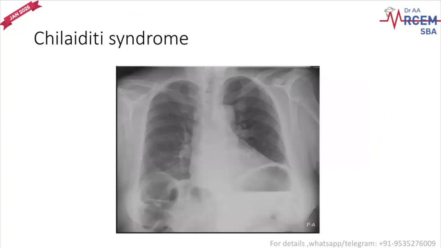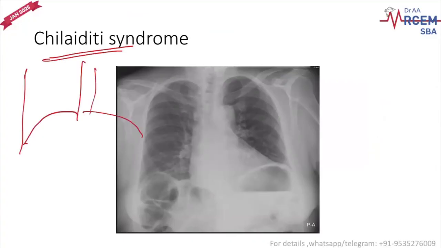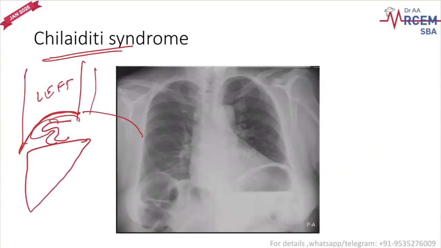There is one more thing. Usually when they give this kind of x-ray, a term will be mentioned. This is known as Chilaiditi syndrome. What does this mean? This is a medical condition where, if this is the diaphragm, the left-sided diaphragm, in between the diaphragm and the liver, bowel loops are present. This is known as Chilaiditi syndrome. The bowel loops you're seeing are because of Chilaiditi syndrome.